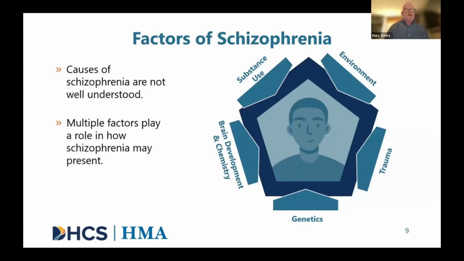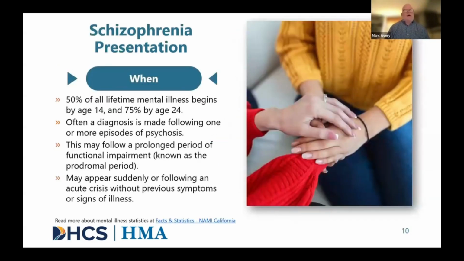It's thought that these risk factors result in alterations in transmission of certain neurotransmitters, the chemicals that our brain cells naturally release when they communicate with one another. With the next slide, we discuss how that then translates into how schizophrenia presents.